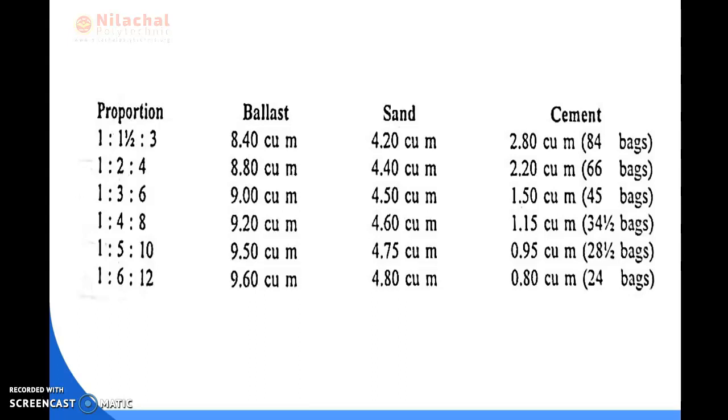Then we consider the proportion of 1:5:10. For the 1:5:10, the ballast requirement is 9.50 cubic, the sand requirement is 4.75 cubic, and the cement requirement is 0.95 cubic. Here the 0.95 cubic is equal to 28.5 bags, or we also consider it as 28 bags or 29 bags. Then the proportion of 1:6:12. For the 1:6:12, we put the same formula, and the ballast requirement is 9.60 cubic, the sand requirement is 4.80 cubic, and the cement requirement is 0.80 cubic, which is equal to 24 bags.